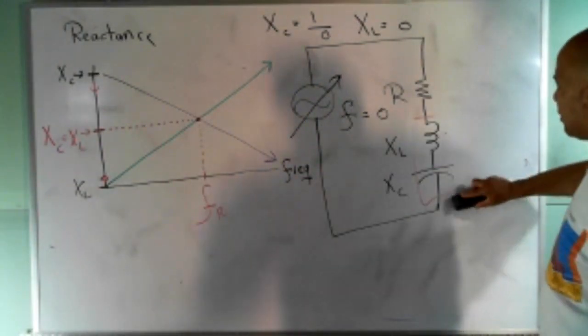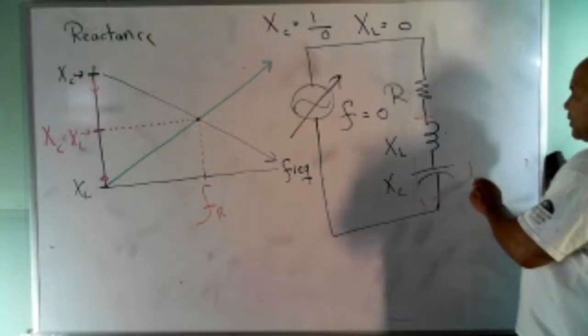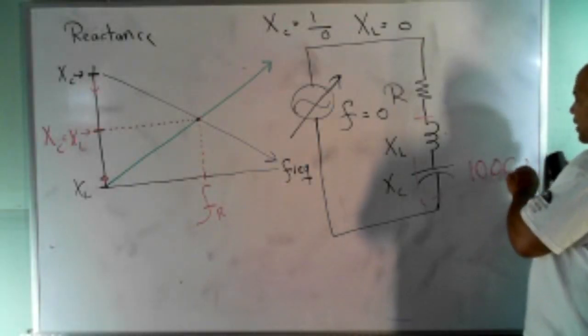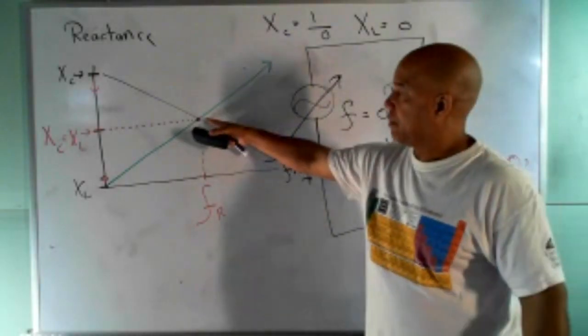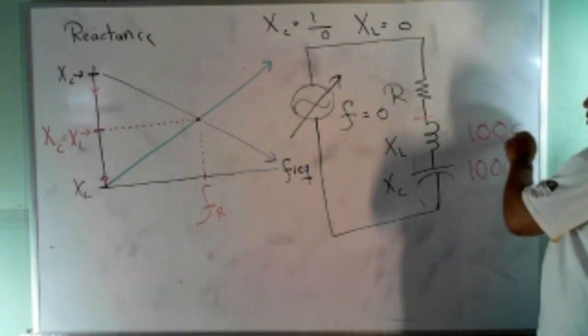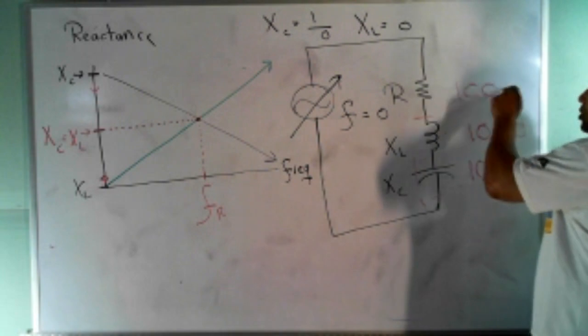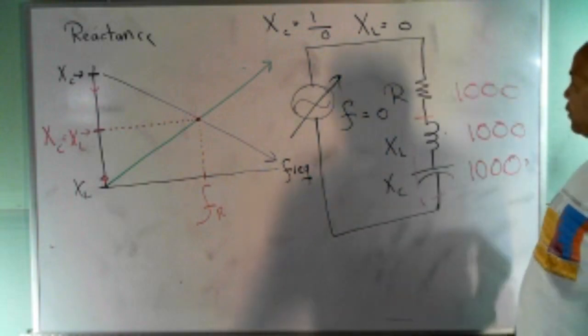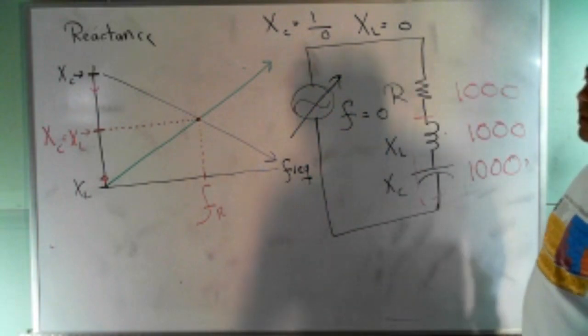No, let's say it was 1,000. Let's say that this was 1,000 ohms. At this point, this was 1,000 ohms, and this was 1,000 ohms. So you see, you got a lot of ohms in this circuit.